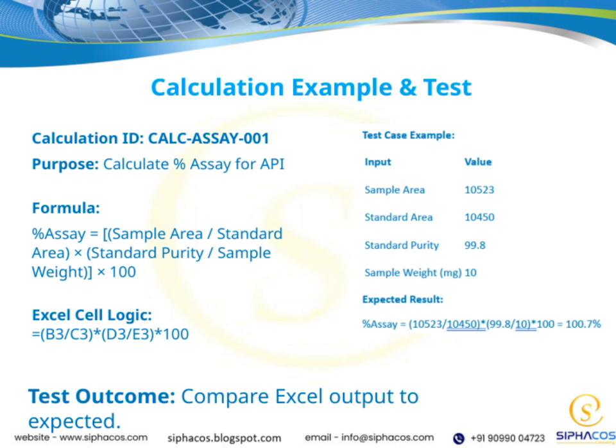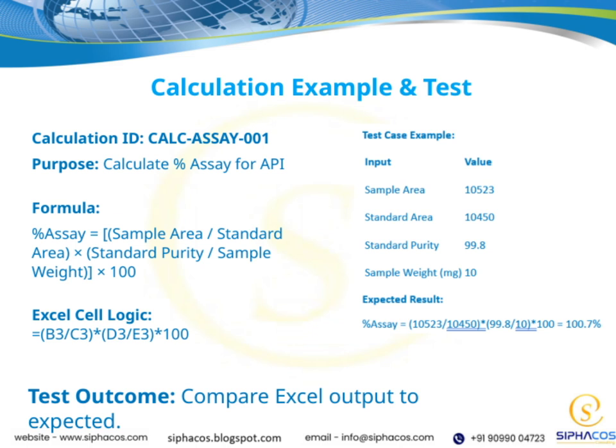In Excel, we replicate this calculation with the formula =B3/C3*D3/E3*100. It's important to understand the logic behind this formula. The cell references B3, C3, D3, and E3 correspond to the sample area, standard area, standard purity, and sample weight, respectively. Using this approach, we can verify that our Excel calculations match the expected theoretical values, ensuring our assay results are both accurate and consistent. This comparison helps us catch any discrepancies early, maintaining the integrity of our data and supporting reliable quality assessments.